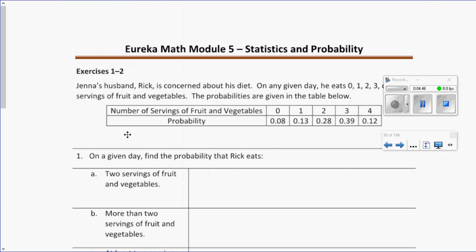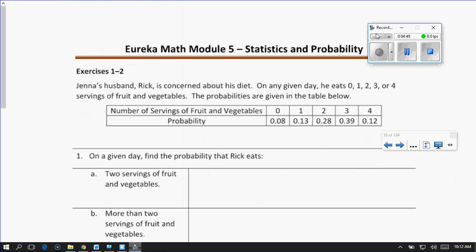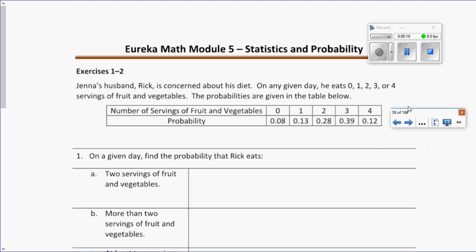Okay, now we're going to talk about Jenna's husband, Rick. He's been trying to eat some more fruits and vegetables. So here it says that on any given day, he eats 0 servings, 1 serving, 2 servings, 3 servings, or 4 servings of fruits and vegetables. The probability that he would eat no servings is 0.08. So sometimes he does it, but it doesn't look like that happens very often. And so on and so forth. The chance that he would eat 1 serving is 0.13. The probability that he would eat 2 servings is 0.28. For 3 servings, the probability is 0.39. And for 4 servings, the probability is 0.12.